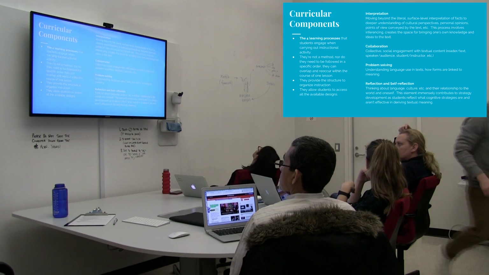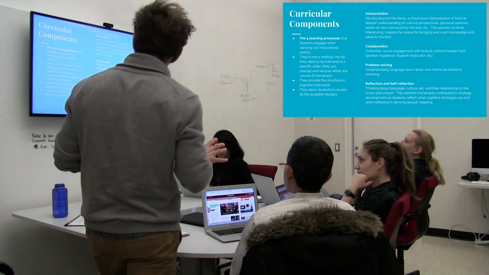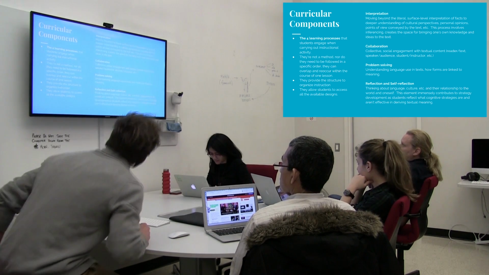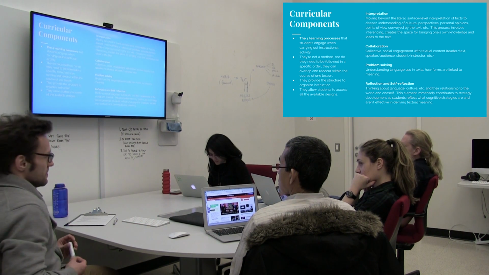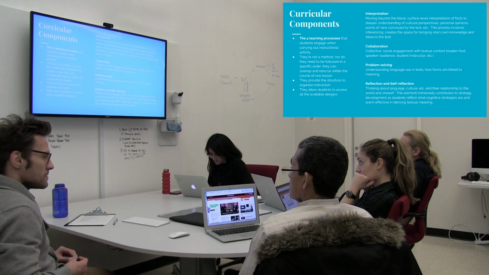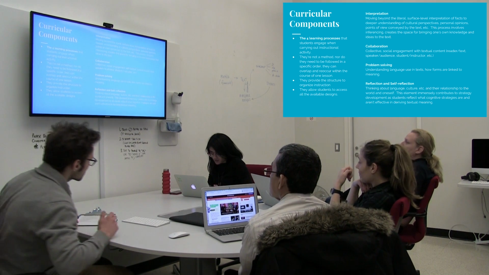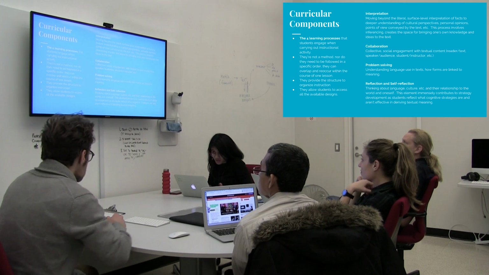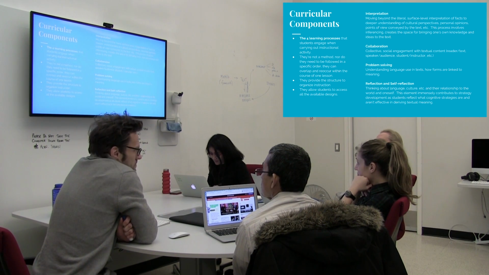Does this make more sense visually now? Cool. Okay. So how do we understand interpretation in your own words? How the student understands the text, how they can paraphrase the text based on their understanding. Perfect. Collaboration.